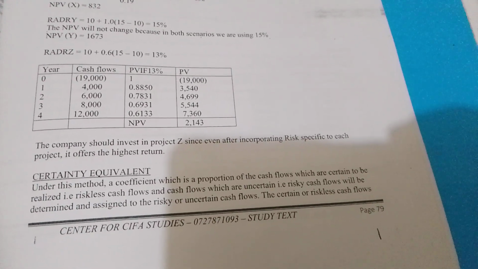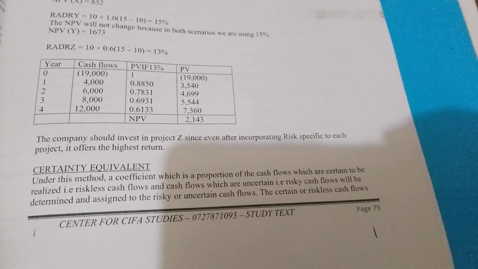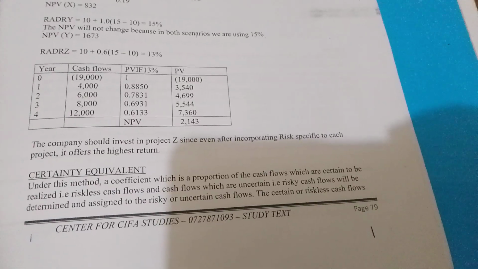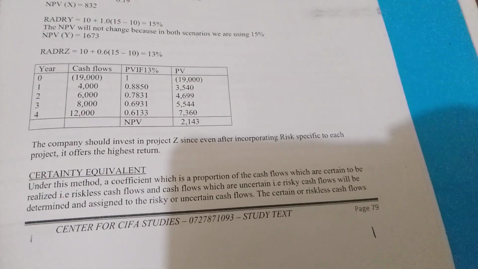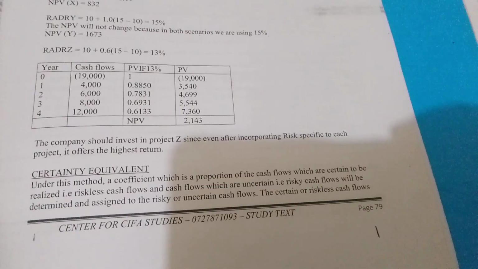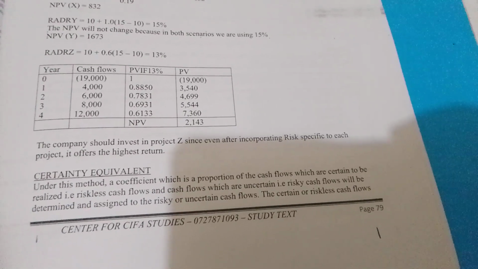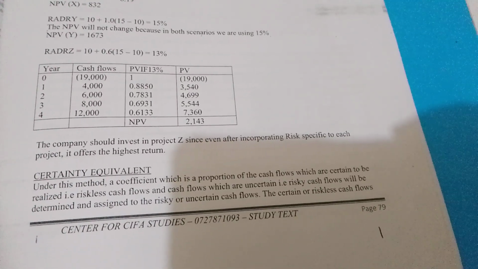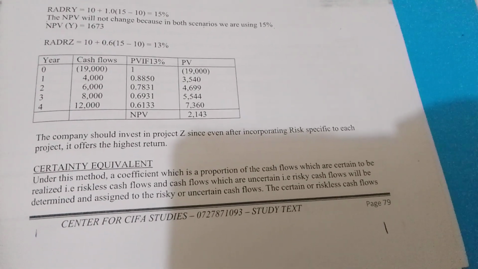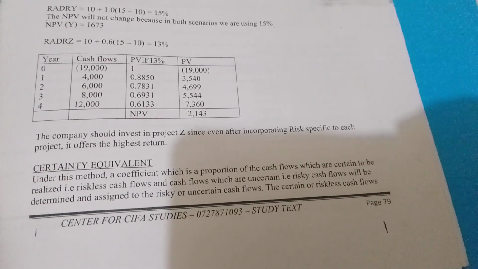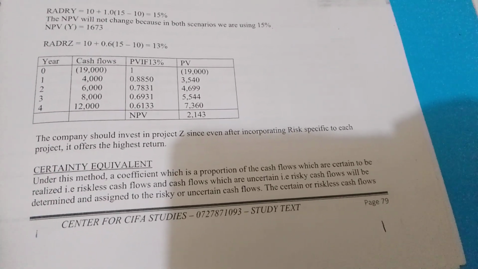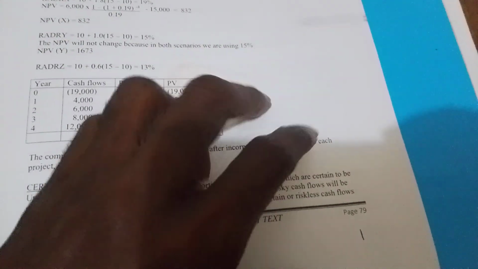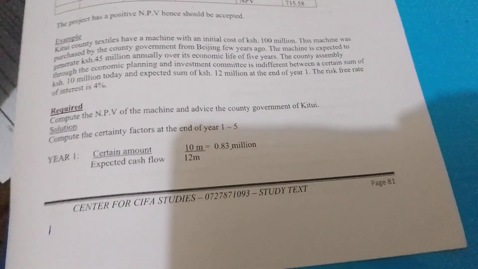Now, certainty equivalent is the next item, and we are saying that under this method, a coefficient, which is a proportion of the cash flows which are certain to be realized, i.e., riskless cash flows, then cash flows which are uncertain, i.e., risky cash flows, will be determined and assigned to the risky or uncertain cash flows. The certain or riskless cash flows.